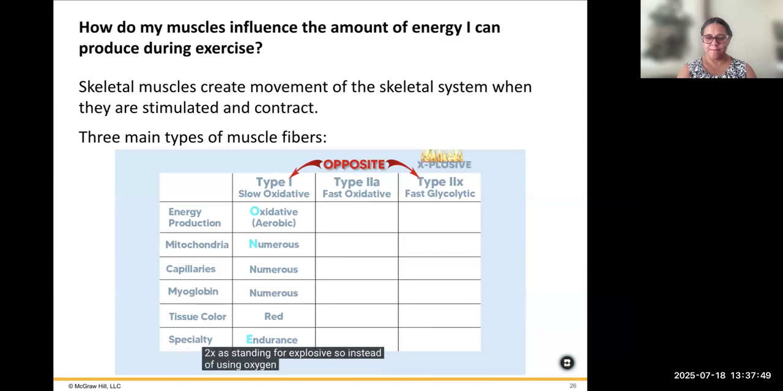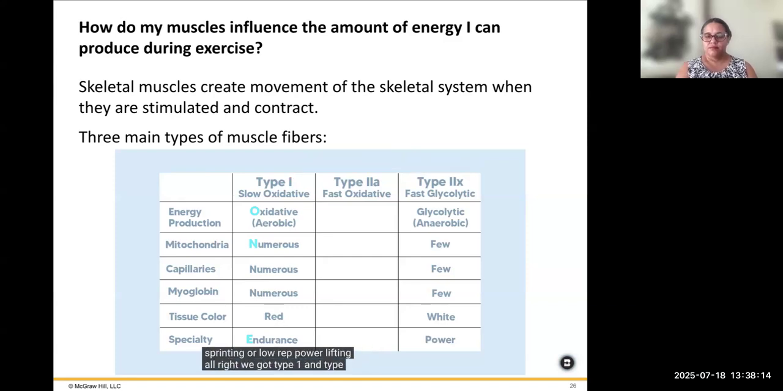So instead of using oxygen, these fibers are anaerobic, meaning they use readily available ATP that's just floating around. They're not going through the long process of using oxygen to create ADP, so they don't need a lot of mitochondria, capillaries, or blood. This is why they appear white. And finally, like we covered, this is not a fiber for endurance. This is a short-term power fiber used for explosive activities like sprinting or low-rep powerlifting.